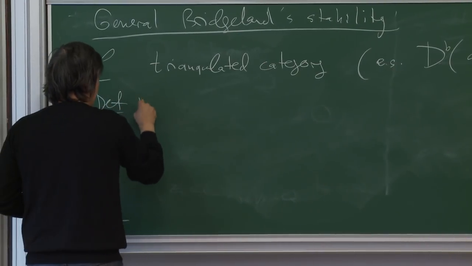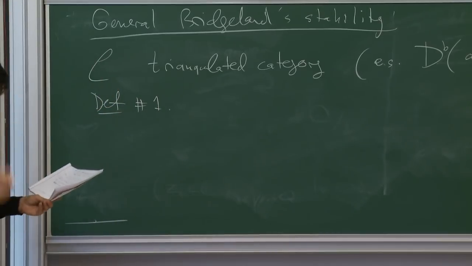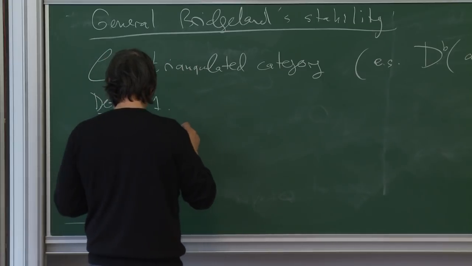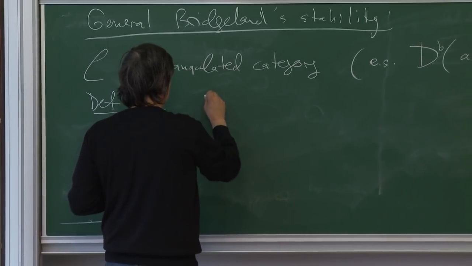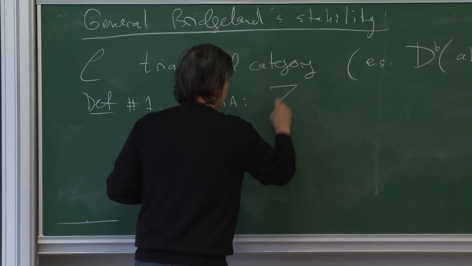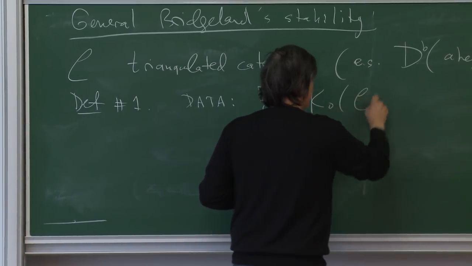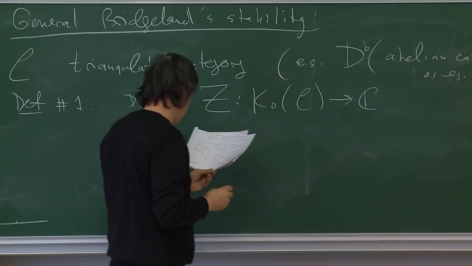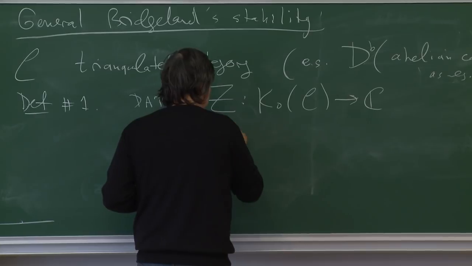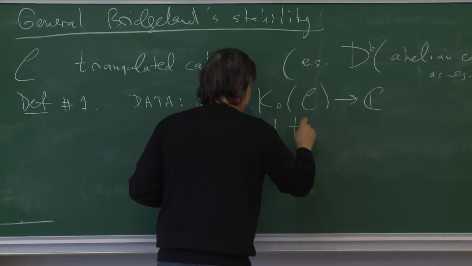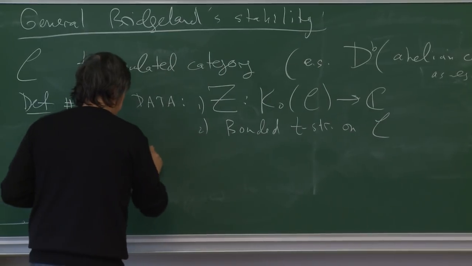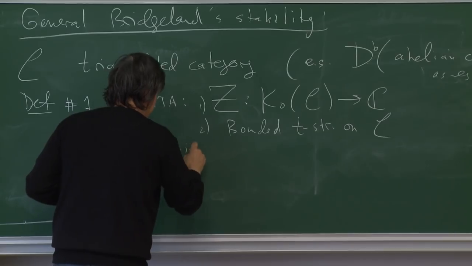One can go the more traditional way, using the notion of a T-structure. So the first definition is the following. The Bridgeland stability data is an additive map from K0 of this triangulated category to the complex numbers, and a bounded T-structure on C, satisfying some constraint.